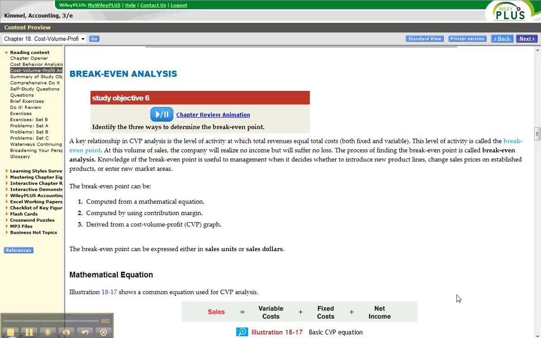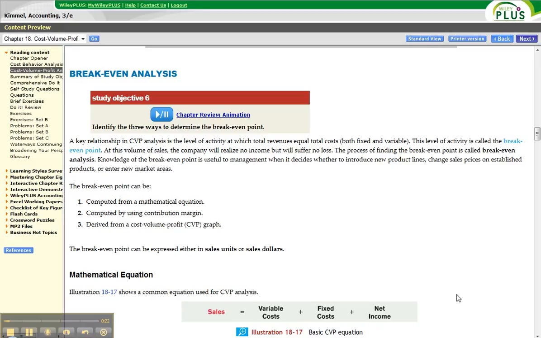Break-even analysis is basically where we're going to be using formulas to figure out what the break-even point is for a company. That is, what does it have to sell? How much does it have to produce in sales in order to cover its costs, both variable and fixed? That point at which sales equals variable plus fixed cost, that's the break-even point.